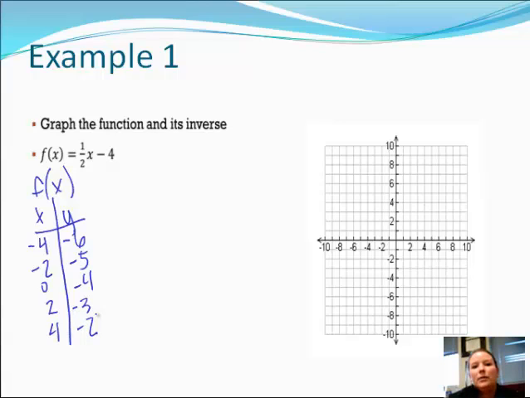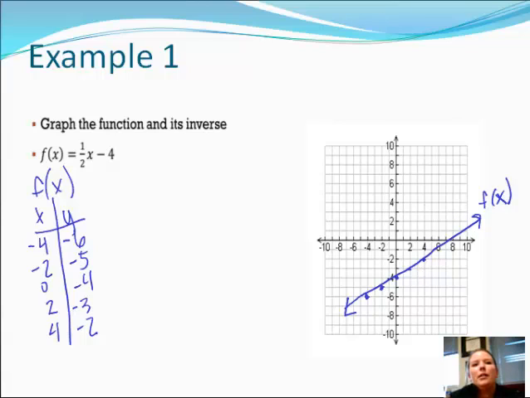Let's go ahead and graph this to see what it looks like. Now, it's a linear function, so it should look like a line. So I'm going to go to -4 down to -6 and put a dot. I'm going to go -2 to -5 and put a dot. At 0, I'm going to be at -4. At 2, I'm at -3, and at 4, I'm at -2. So my line of my original function looks like that. So that is f of x.